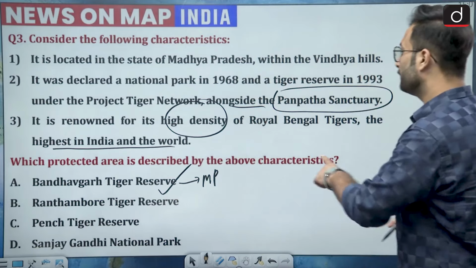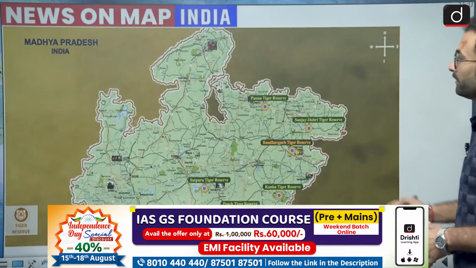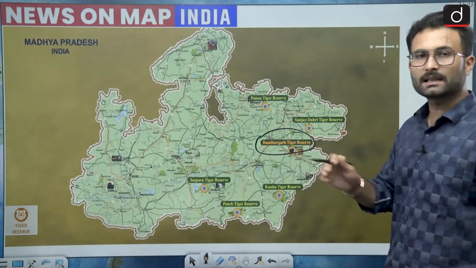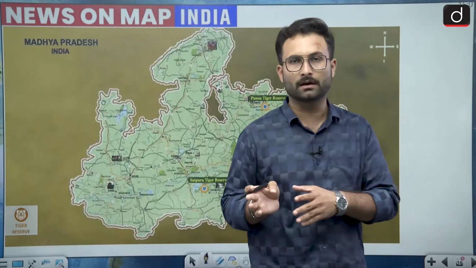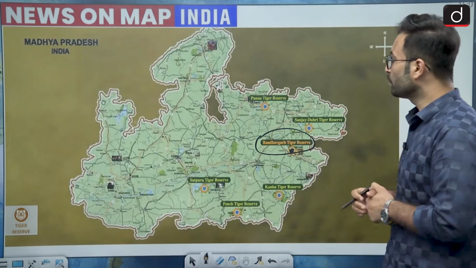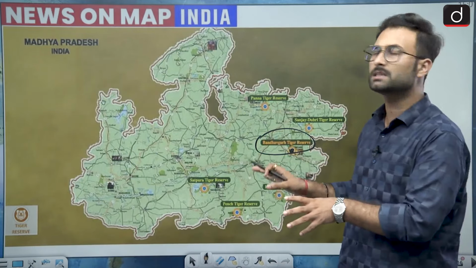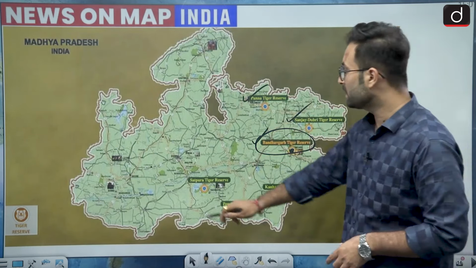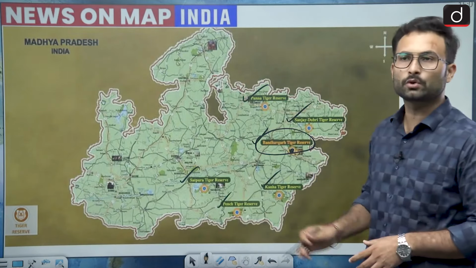Now coming to the map over here, you can see this is the picture of the Bengal tiger, and this is the location of Bandhavgarh in Madhya Pradesh, somewhere over here. In Madhya Pradesh, since it is a forest area, it has the highest forest area in the country. So here you can see there are various tiger reserves and national parks and protected areas in Madhya Pradesh. Other than Bandhavgarh, we have Panna Tiger Reserve, Sanjay Dubri Tiger Reserve, Satpura Tiger Reserve, Pench Tiger Reserve, and Kanha Tiger Reserve. Okay, so please remember all these things.